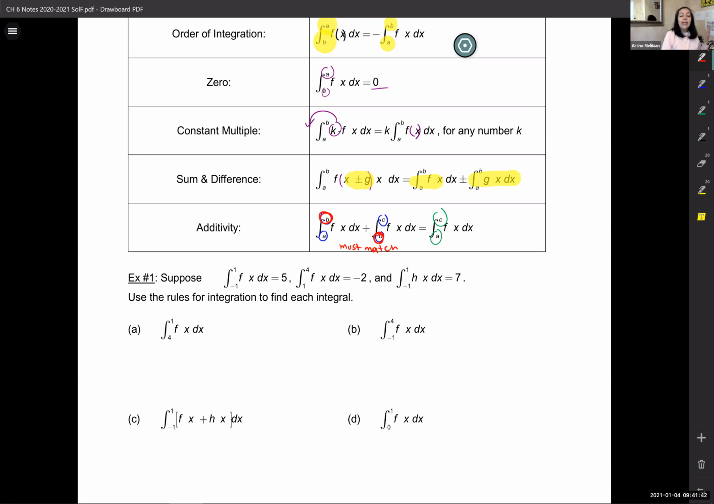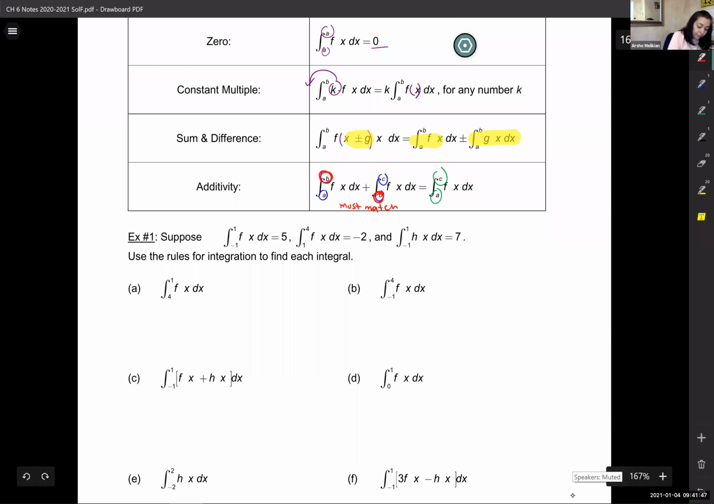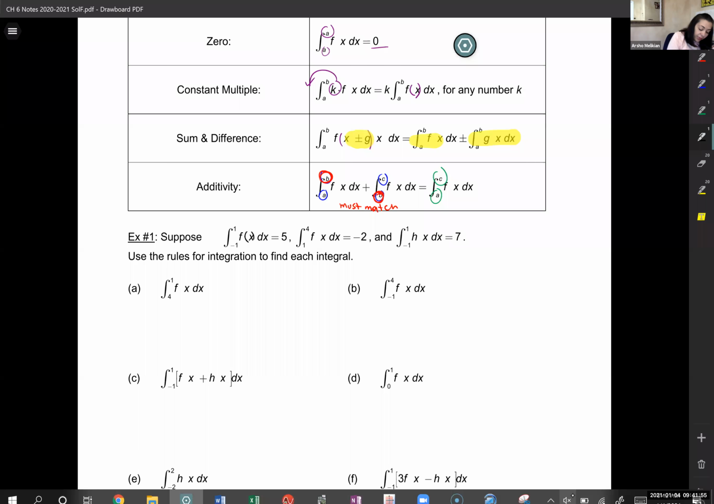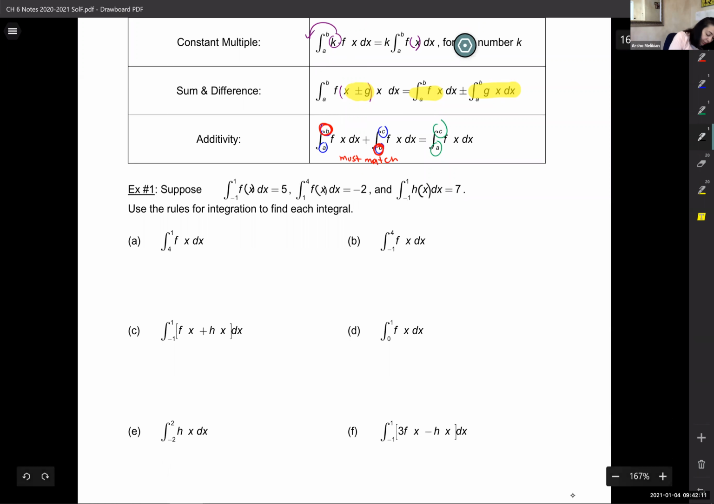Okay, let's just apply some of these. Look at what we have here. Suppose the integral from -1 to 1 of f of x is 5, and the integral from 1 to 4 of f of x is -2. And the integral from -1 to 1 of h of x, a different function, is 7. We're going to use that to do these. I love these because they're like little pieces of a puzzle that you put together.